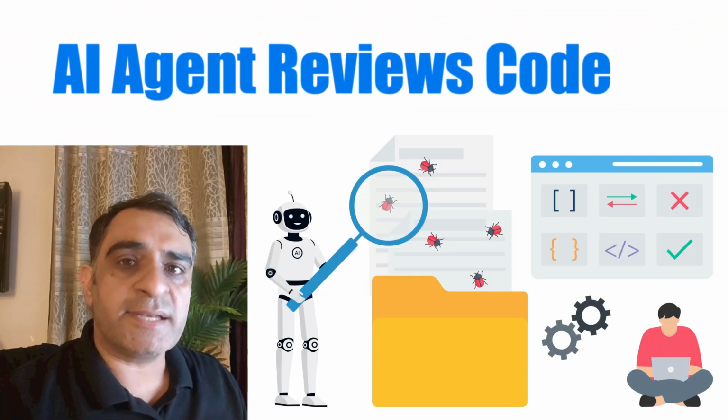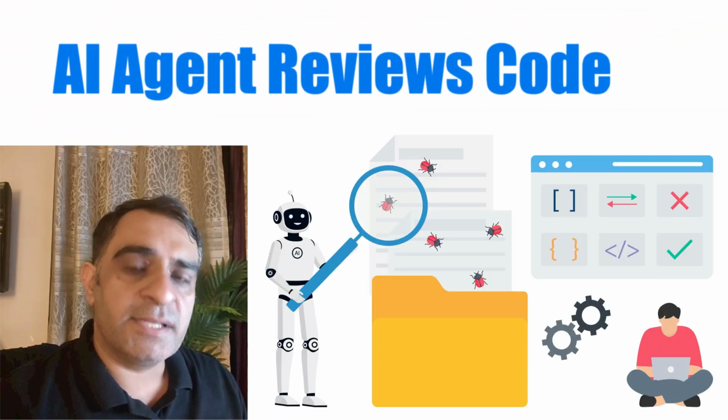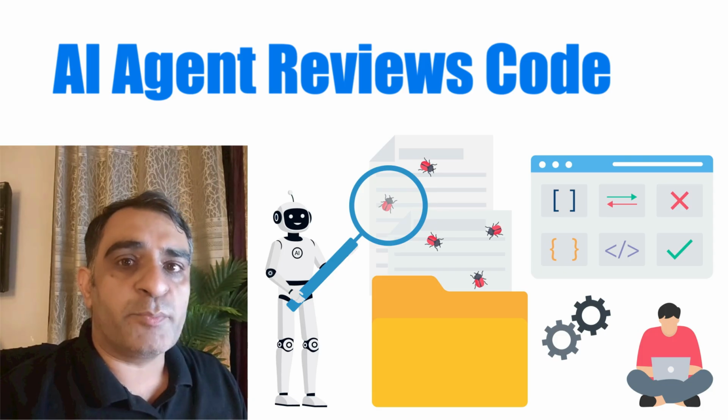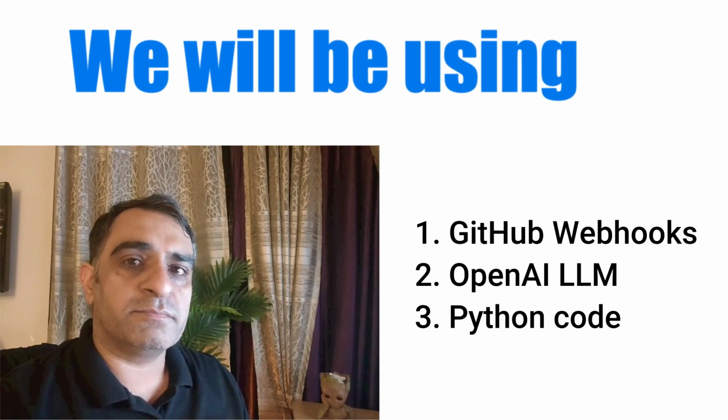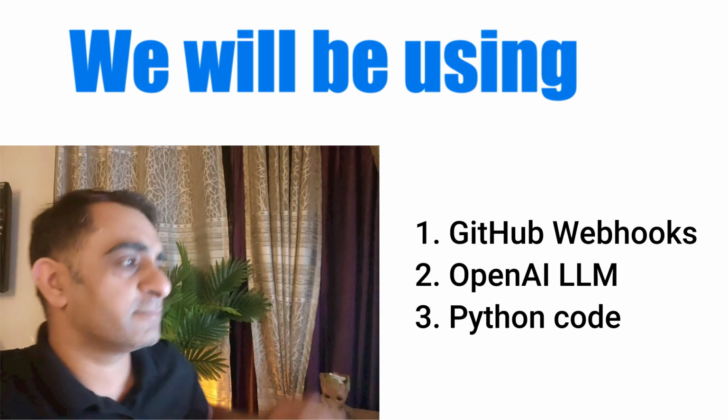Imagine this: you push a pull request, and instead of waiting for your teammate to review, an AI agent can review your changes and push a comment directly into your PR. In this video, I'll show you how to build a real AI agent integrated into the software development lifecycle that can find bugs in your code and post a comment into your PR. I will be using a GitHub webhook, an LLM, and Python code. And yes, we will build it from scratch and run it live. So let's get into it.